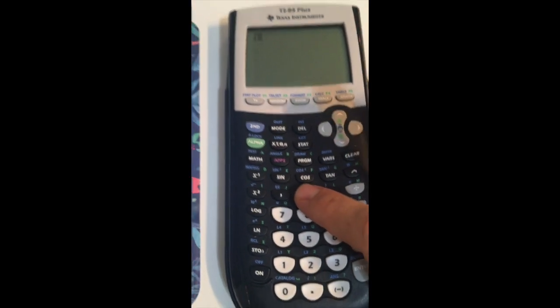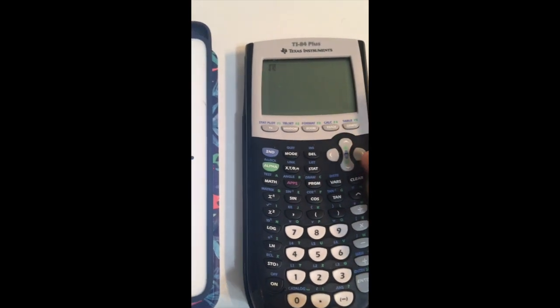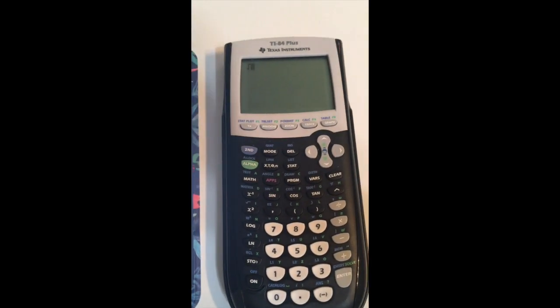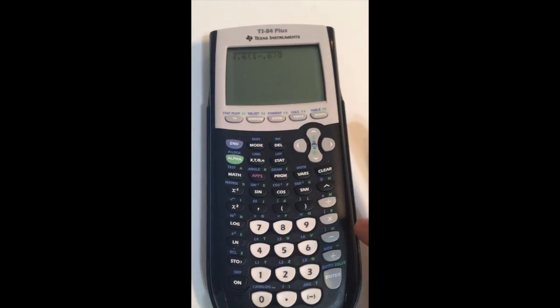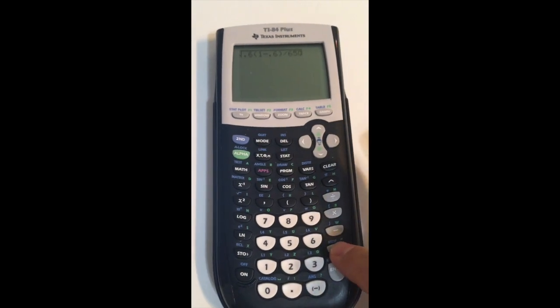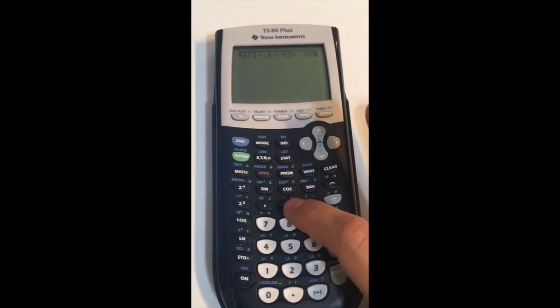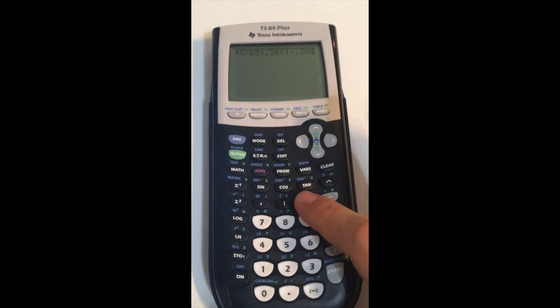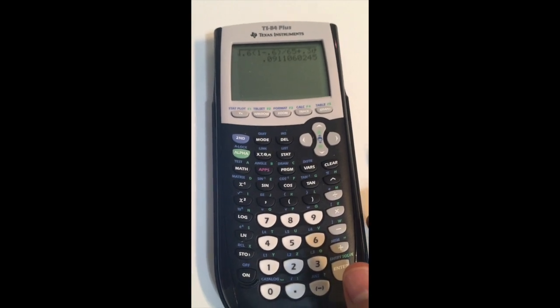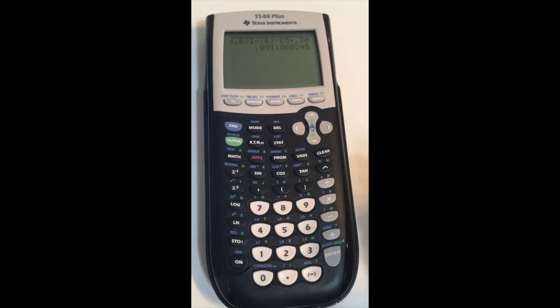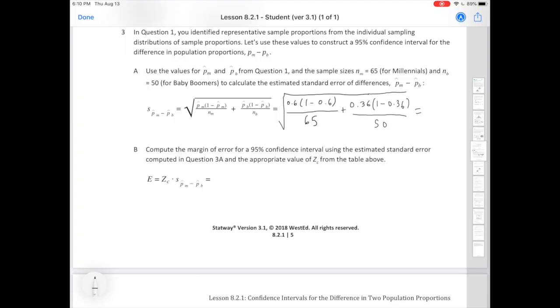I'm using my calculator here. I'm going to do the square root. And remember to put parentheses around the whole thing because, well, actually, in my calculator you don't need to, but in some you may if the square root sign doesn't keep extending. So I'm going to do 0.6 times 1 minus 0.6, close parentheses, divided by 65, plus 0.36 times 1 minus 0.36, close parentheses, divided by 50. So if we do all that, we end up with 0.091 if we round it to 3 decimal places. Okay, so we get 0.091.